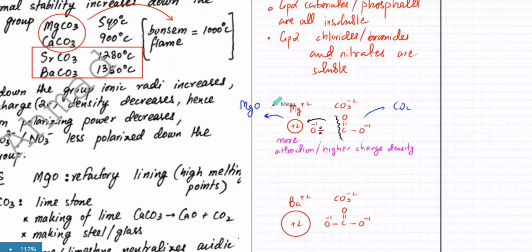Which is why the decomposition temperature is so low as well. Is this clear? You begin to decompose the products, magnesium oxide and carbon dioxide.